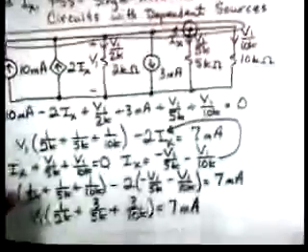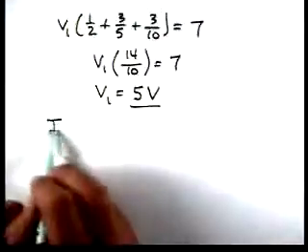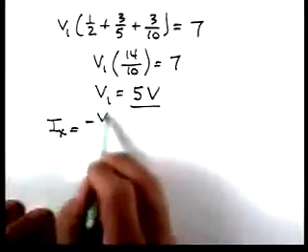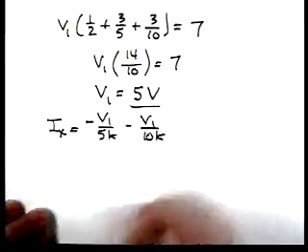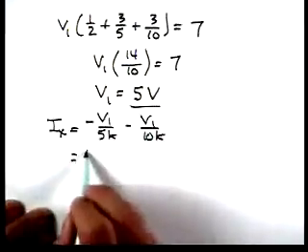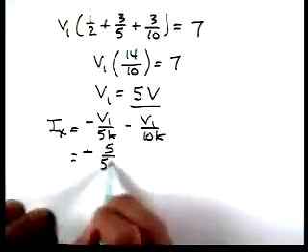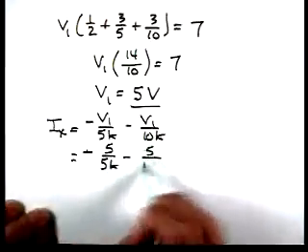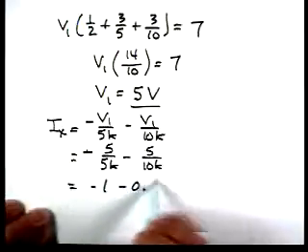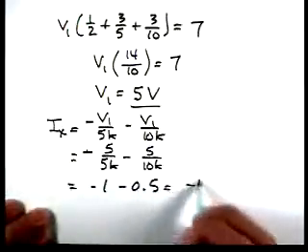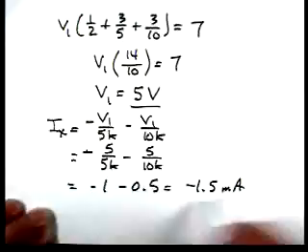And now if we look back at our equation for Ix, we had Ix is minus V1 over 5K minus V1 over 10K. So here we have minus 5 over 5K minus 5 over 10K. So that's minus 1 minus 0.5, which is minus 1.5 milliamps.